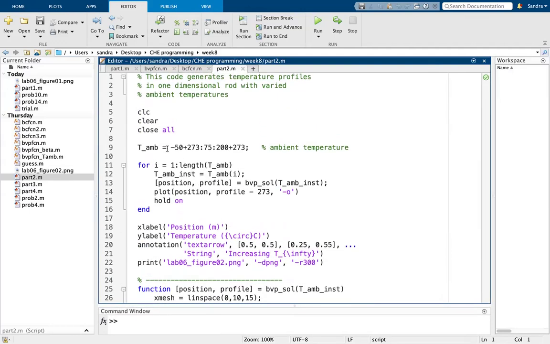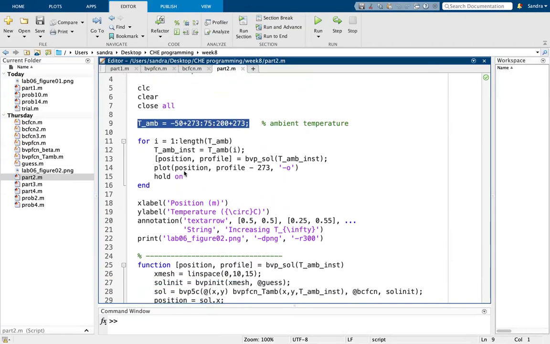Let me consider an ambient temperature varying from -50 to 200 degrees Celsius and convert it into Kelvin, because the units have to be right. So I am just adding 273 to it. And I want to have 75 divisions in between. That is why I use this colon operator from -50 to 200. So this is the range I'm trying to study.